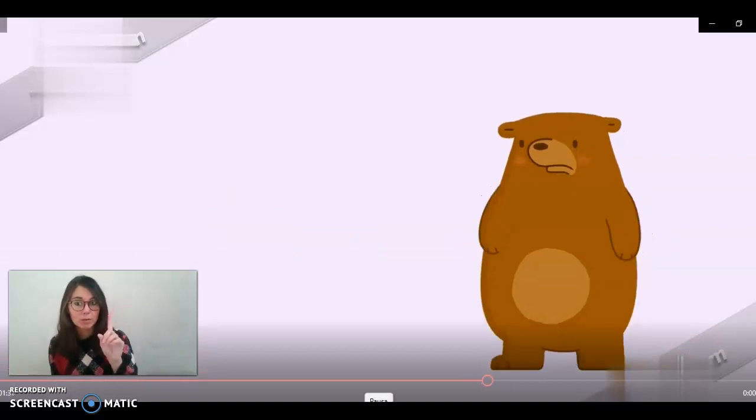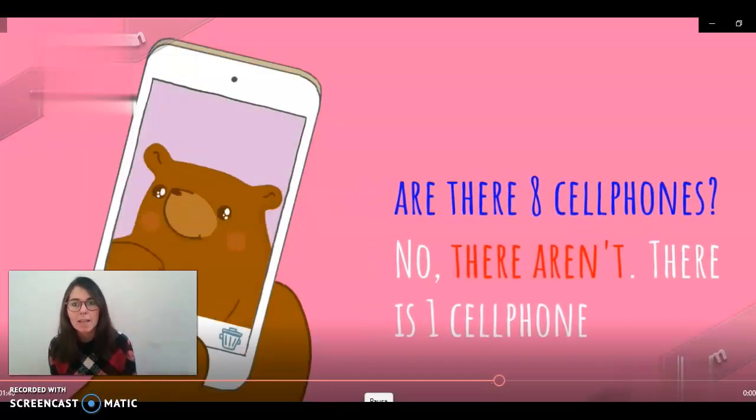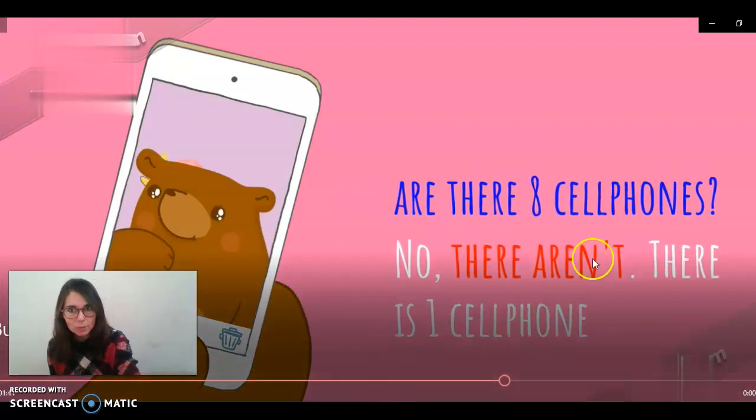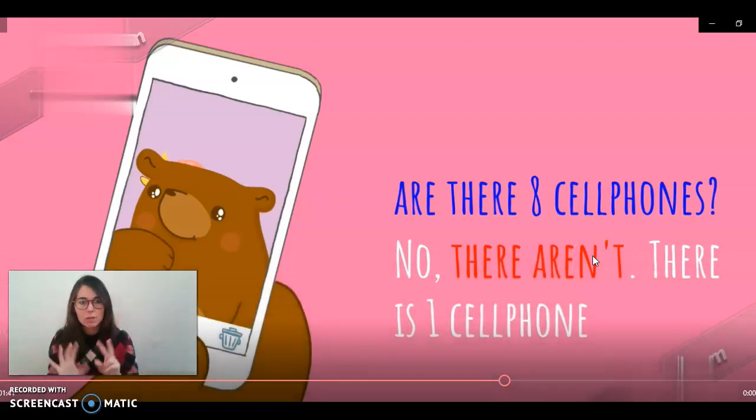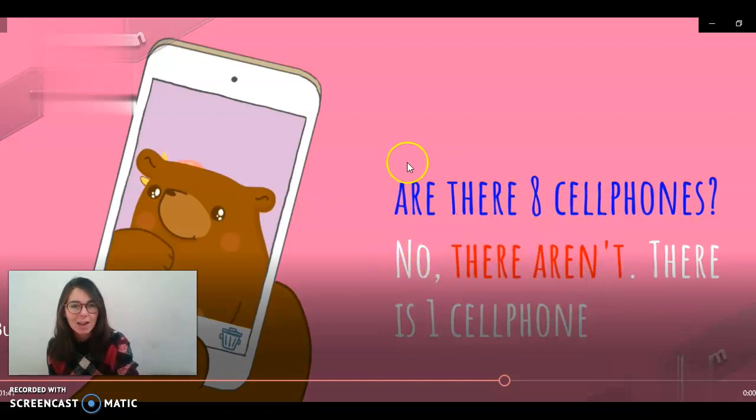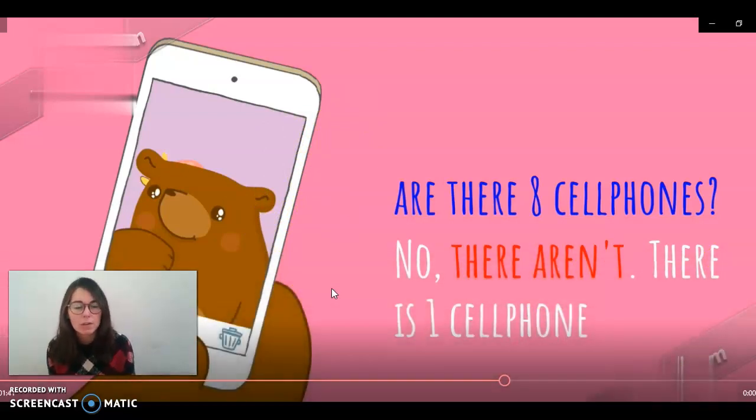Estamos preguntando por una cosa. So, is there a cat? No, there isn't. Are there 8 cell phones? Are there 8 cell phones? Estoy preguntando si hay muchas de estas cosas, celulares. Are there 8 cell phones? No, there aren't. There is 1 cell phone. So, no, there aren't. Y luego respondo there is. Hay uno, right? There is 1 cell phone. Cada vez que hablemos de muchos, there are. Cada vez que hablemos de solo uno, there is.